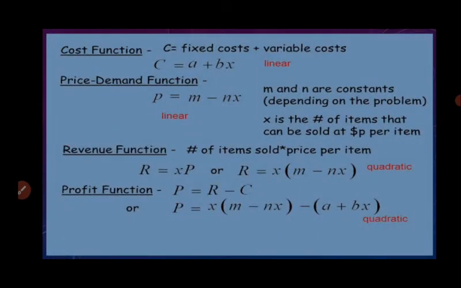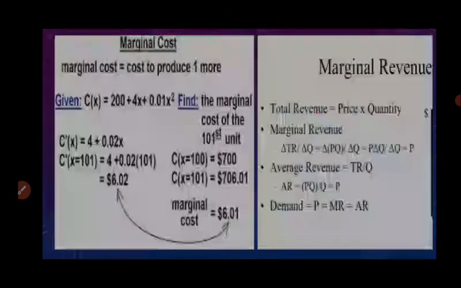Next is the revenue function. So revenue of the item sold, price per item: R is equal to xp, or R is equal to x(m minus nx). So this will be quadratic. Profit function, profit is equal to what? Revenue minus cost. So P is equal to x(m minus nx) minus (a plus bx). Okay, so this will also be quadratic.